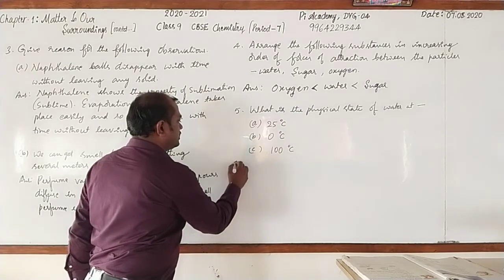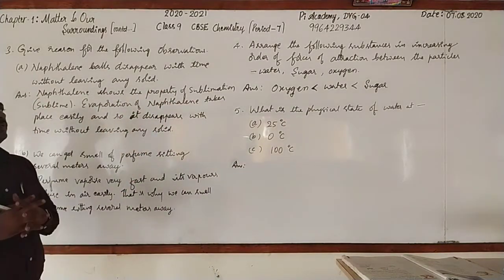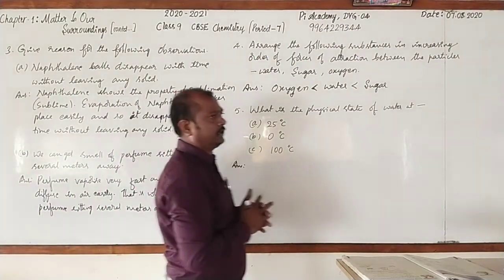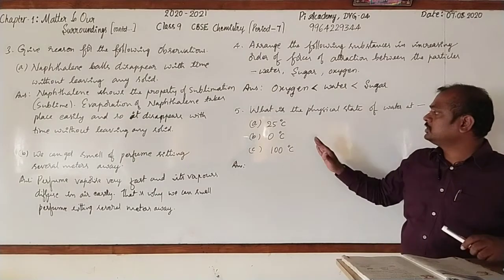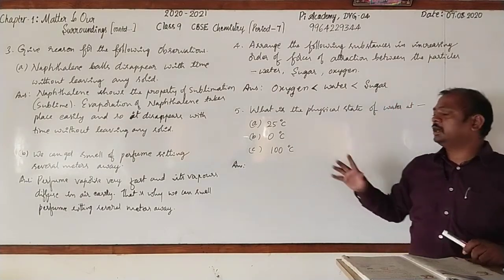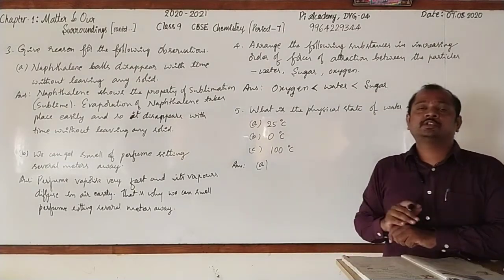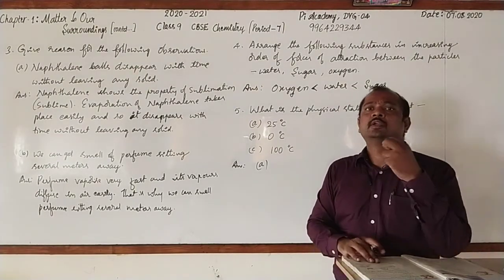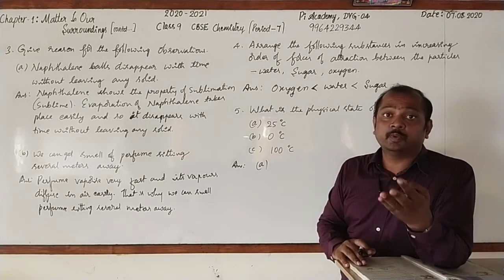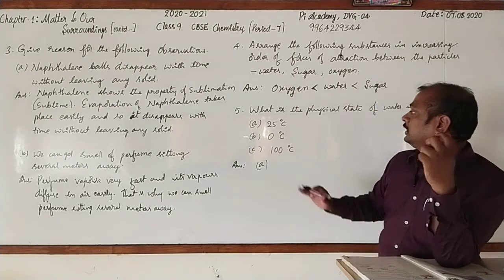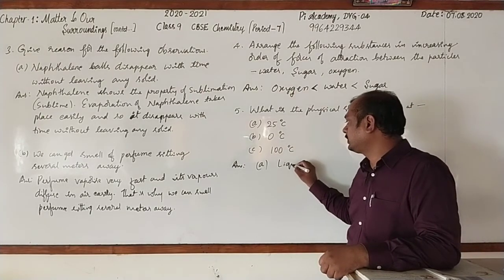Next, go through fifth question. It is, what is the physical state of water at 25 degrees Celsius, 0 degrees Celsius and 100 degrees Celsius? Yes, what do you say? At 25 degrees Celsius, if it is 1 degree Celsius, 2 degrees Celsius, 10, 20, 30, 40 up to 99, it will be in the liquid state only. So here I'll write liquid state.